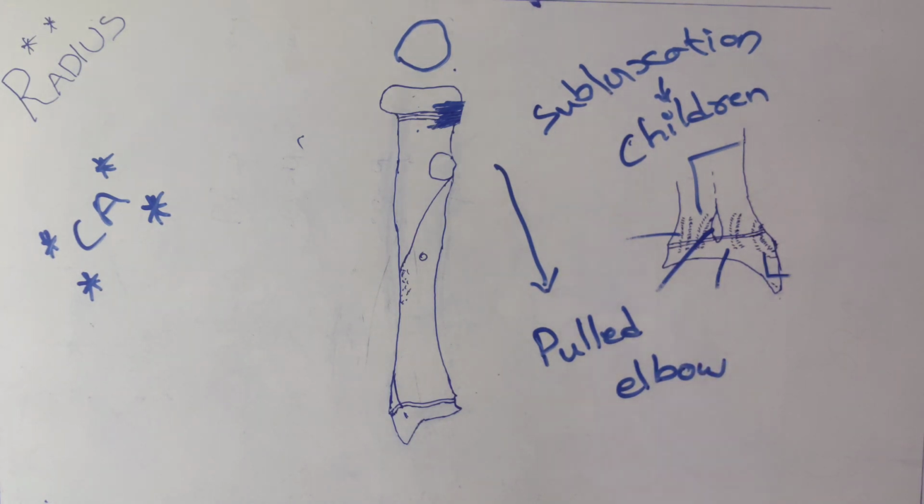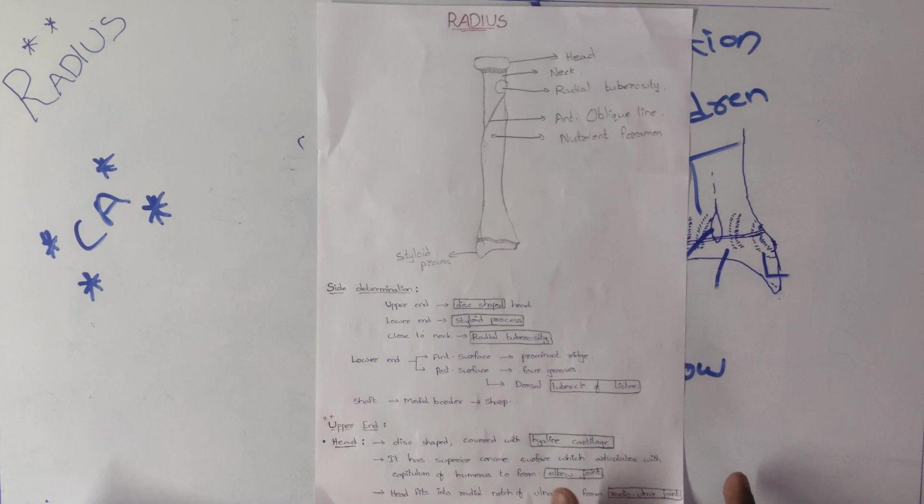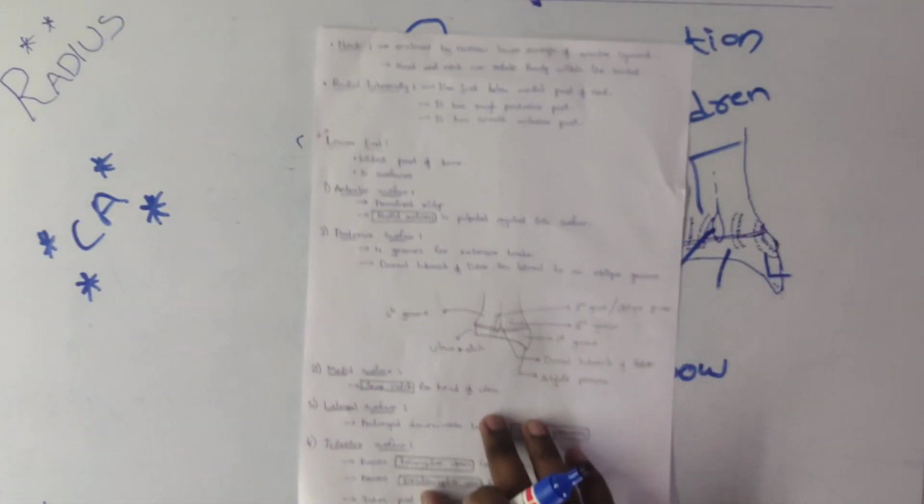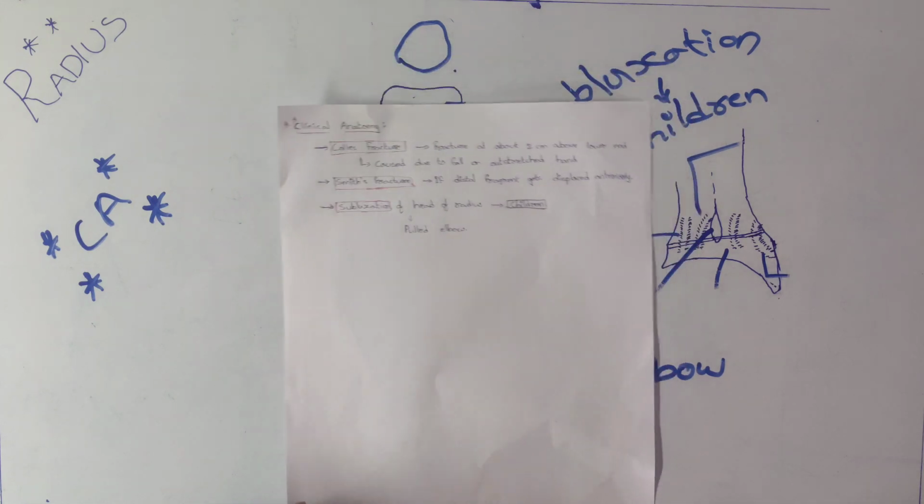We have completed the clinical anatomy. This is all about the radius. This is our notes, radius short notes. This is one page, and this is one more page, just for clinical anatomy.